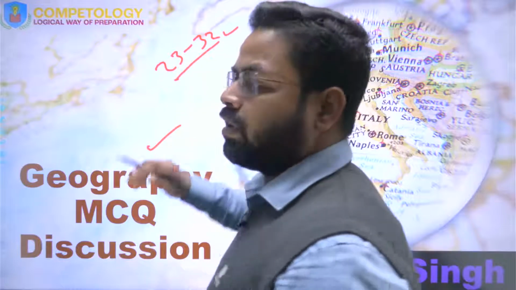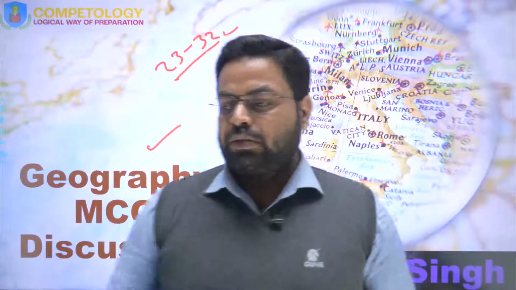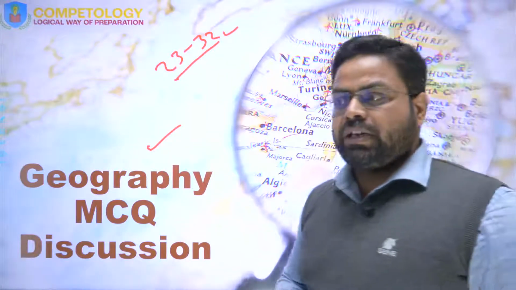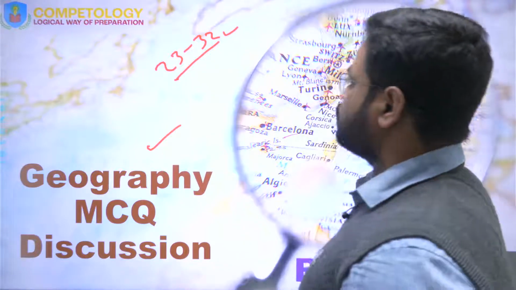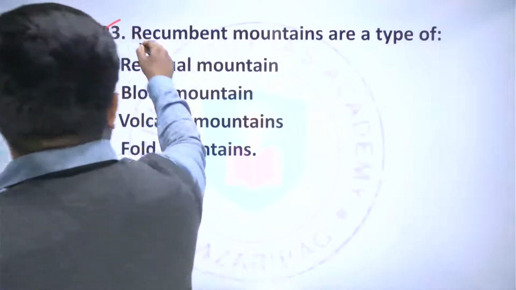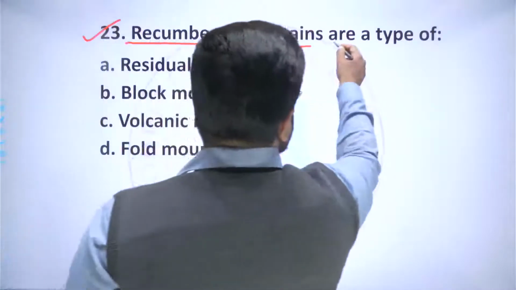So those who have already attempted the questions will be well in a position to know about the questions as well as answer them. So here we will start with question number 23. The first question was, recumbent mountains are a type of.